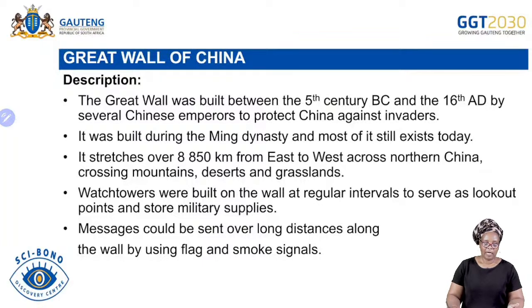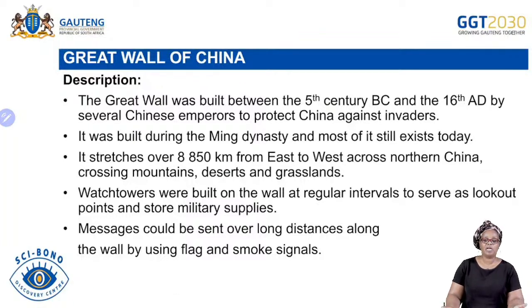This wall, the Great Wall of China, was built between the 5th century BC and the 16th century AD. It was built by several Chinese emperors to protect China against invaders. They didn't want any invaders to come to China. That's why they built the wall as protection from invaders. They don't want anyone to get into their country.